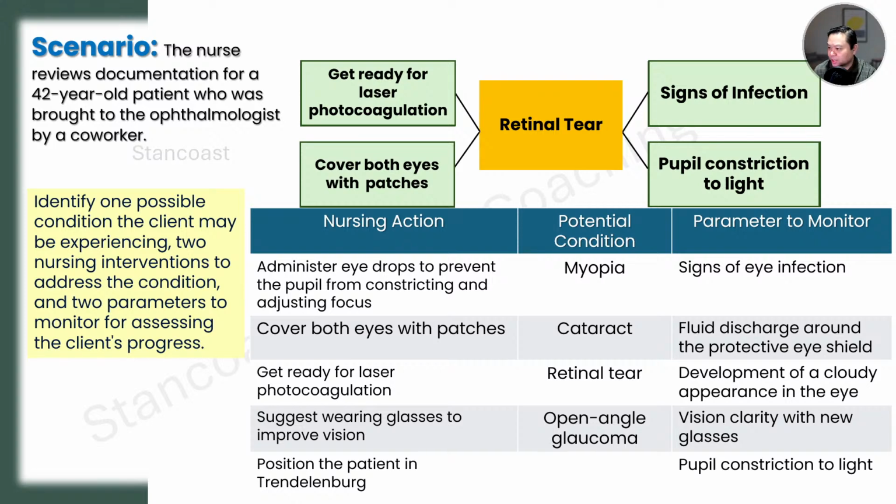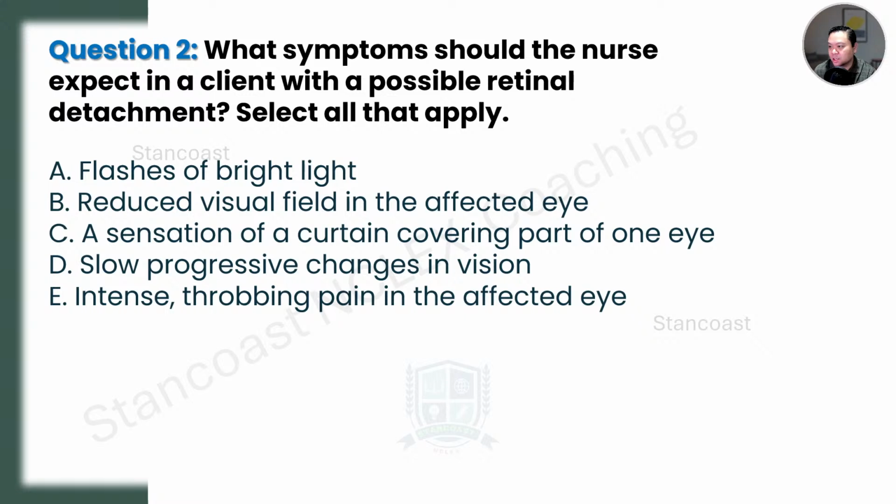Now let's move on to our next question, number 2. What symptoms should the nurse expect in a client with a possible retinal detachment? Select all that apply. A, flashes of bright light. B, reduced visual field in the affected eye. C, a sensation of a curtain covering part of one eye. And D, slow progressive changes in vision. And also E, intense throbbing pain in the affected eye. You're going to select all of those appropriate options.